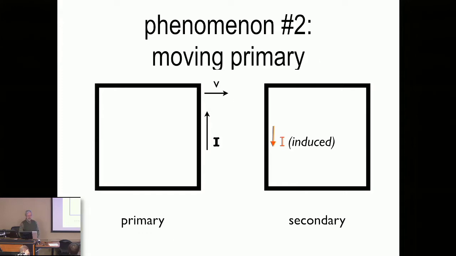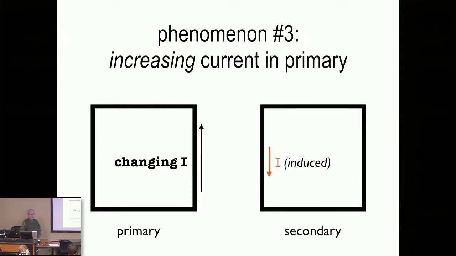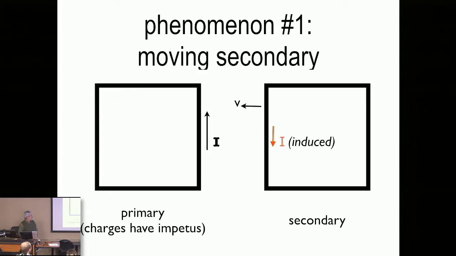The second phenomenon is I'm going to move the primary towards the secondary, and I get the same end result: the current in the secondary flows in that same way, counterclockwise. The third way is to increase the current in the primary. I can decrease it, but if I increase the current in the primary, I'll get, again, counterclockwise current flow in the secondary. So these three things all introduce counterclockwise flow in the secondary.